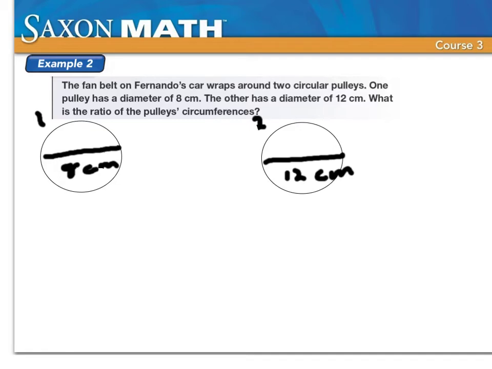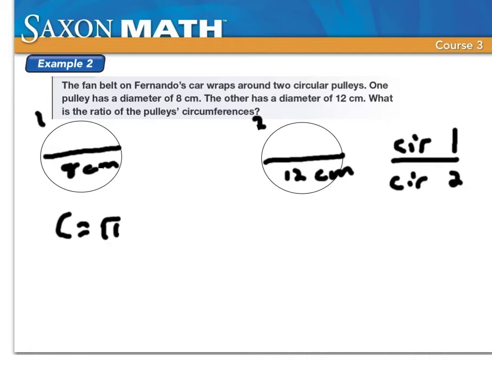Okay, so at the end, we want to know the ratio, so the circumference of pulley 1 compared to the circumference of pulley 2. Well, the circumference of this one is, again, pi times the diameter.